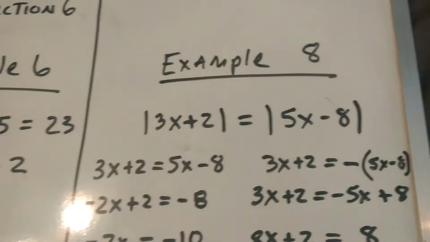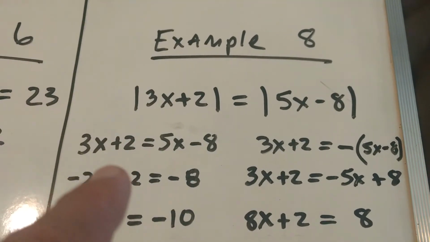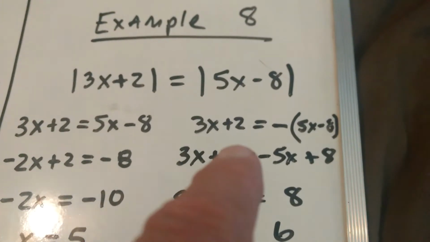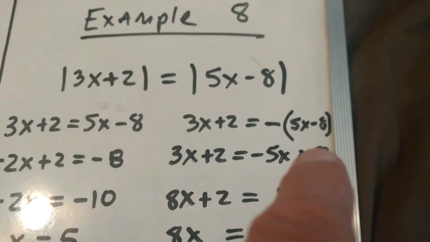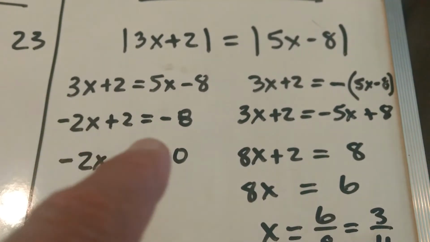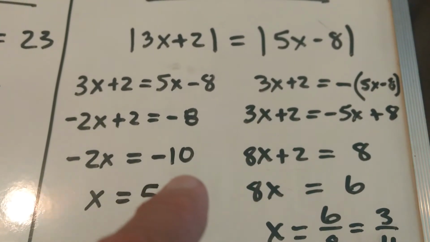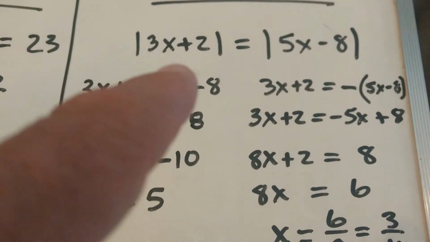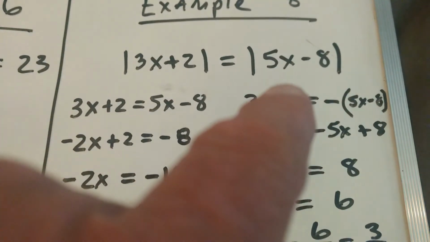Here's example 8. In example 8, we have two absolute values. No biggie. We're still going to take the 3x plus 2 and set it equal to 5x minus 8, which means we didn't change it. And then what we're going to do is go 3x plus 2 equals negative 5x minus 8, because this whole side has to be changed. This gives me, if I subtract the 5x over, negative 2x plus 2 equals negative 8. Subtract the 2, I get negative 2x equals negative 10. Divide by the negative 2, I get x equals 5. If I take the 5 and put it in here, I get 15 plus 2, which is 17. If I put the 5 in here, I get 25 minus 8, which is 17.